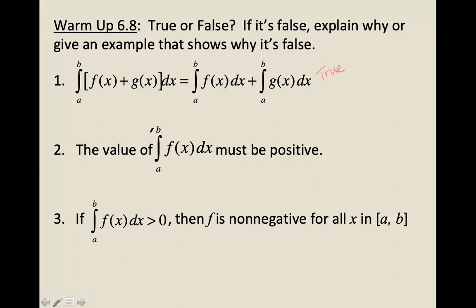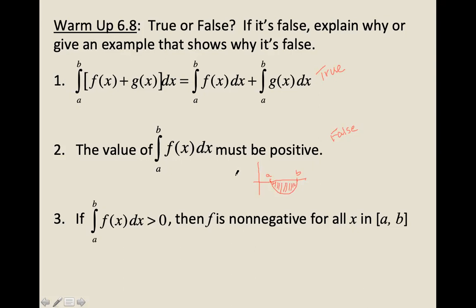Number two, the value from a to b of f of x dx must be positive. Hopefully you said that one was false. We've certainly had a few cases of this. Let's say I have some graph here, and I'll make this A, and this is B. And we might have some semicircle or something that lies underneath the x-axis here. And remember, if we're trying to integrate something that lies below the x-axis, we end up with a negative value for our integral. So that one's false.